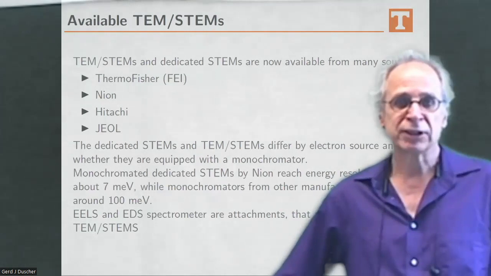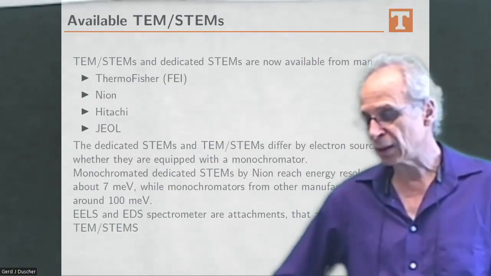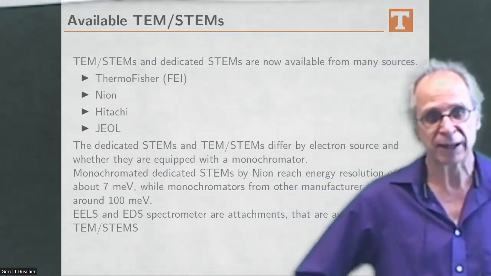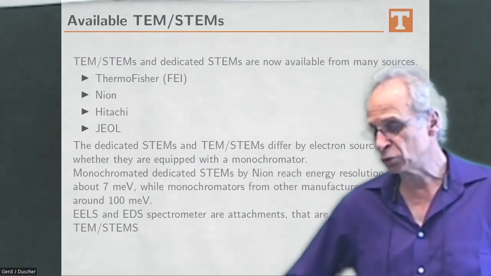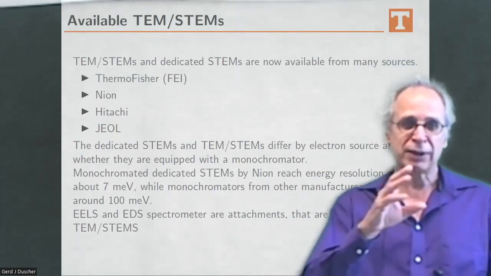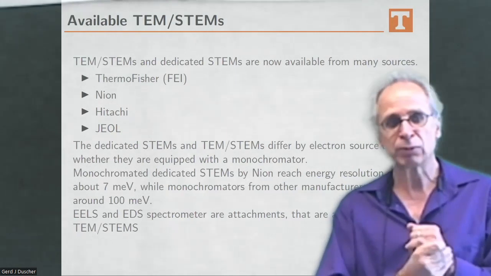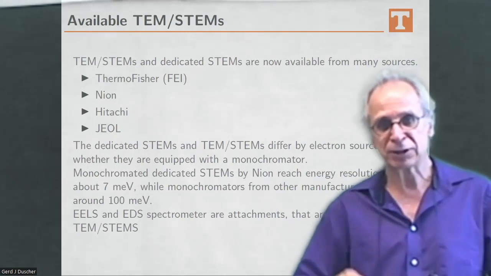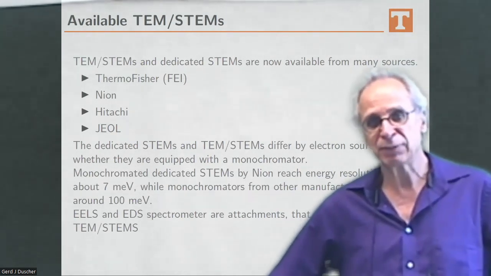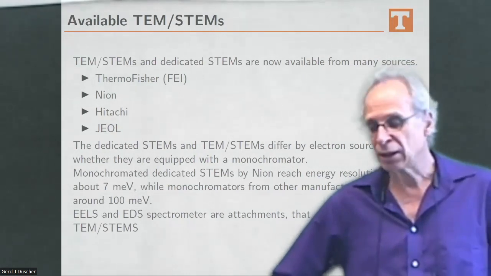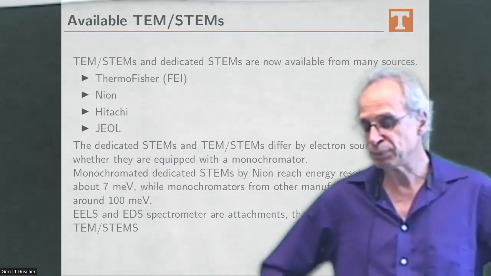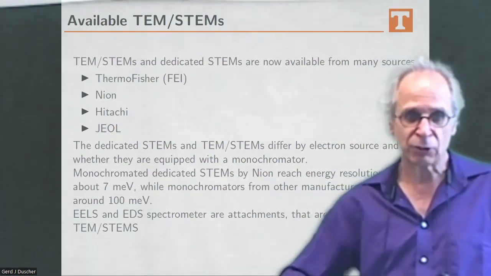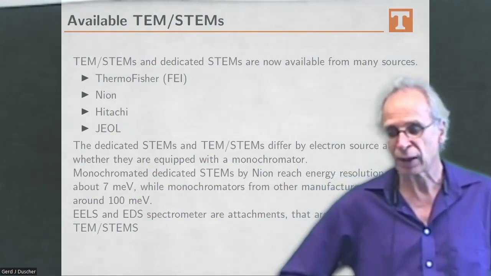So there are many of these timelines available. I'm not sure I covered all the companies, but the biggest players in the field are here for sure. So there's a difference between dedicated STEMs, so the ones where you have no parallel illumination, and TEM/STEMs. So Nion has dedicated STEMs, Hitachi has a dedicated STEM, JEOL and Thermo Fisher have TEM/STEMs, so you can switch backwards and forwards between the two modes.